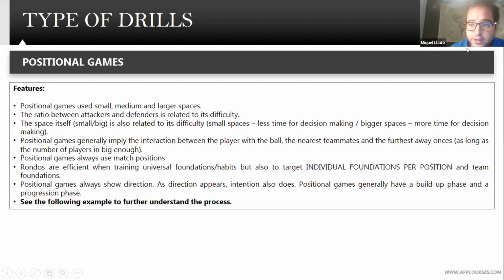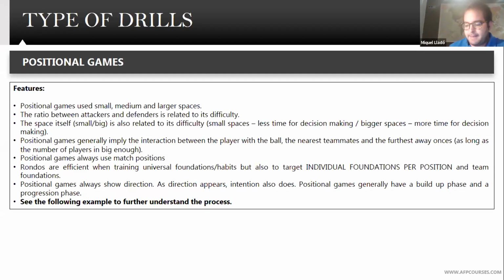Positional games, as Bernie told, I'm not going to spend a lot of time on that because you already have seen it. Small, medium, larger spaces. Obviously here again, the ratio between attackers and defenders changes the difficulty. It's not the same 3v3 plus 2 as 4v4 plus 3, because in a 3v3 plus 2, our superiority is plus 2 precisely, the two neutrals. But in a 4v4 plus 3, our superiority is plus 3. So there are three players that are free, actually. So it's not the same to play one positional game or to play the other.